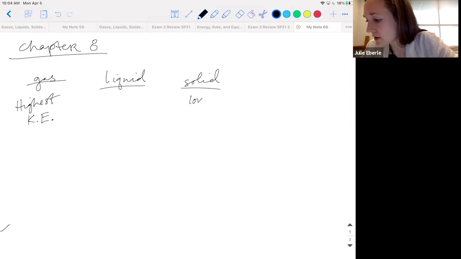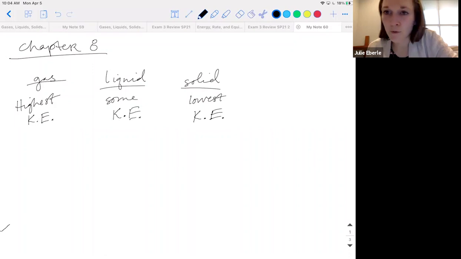Solids have the lowest. The molecules really aren't moving a lot. They might be vibrating. Liquids have some in the middle. They're moving, but they also have a lot of intermolecular forces. Gases, those particles are not interacting a lot. They're moving so fast that they don't have time to interact.